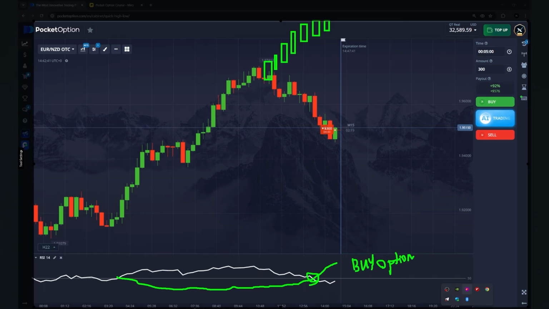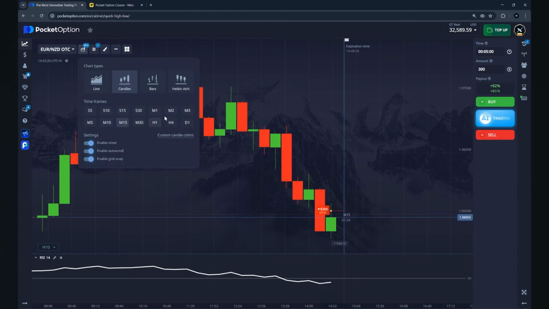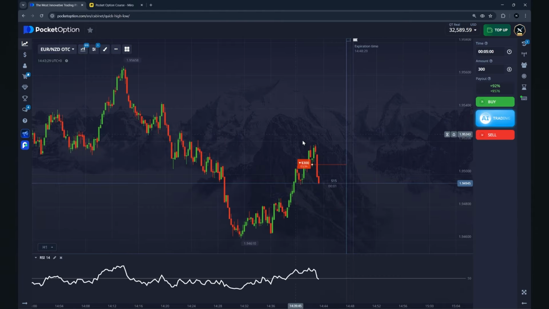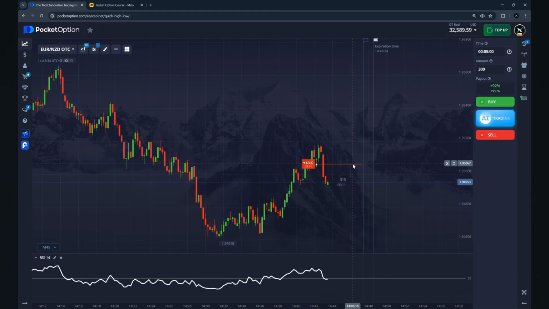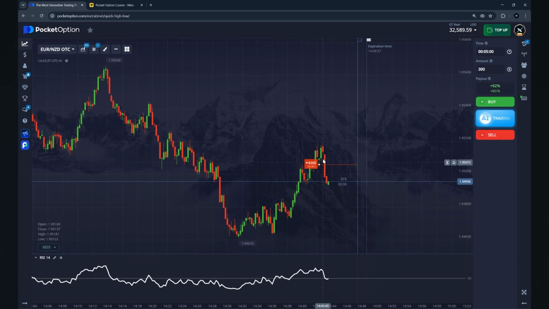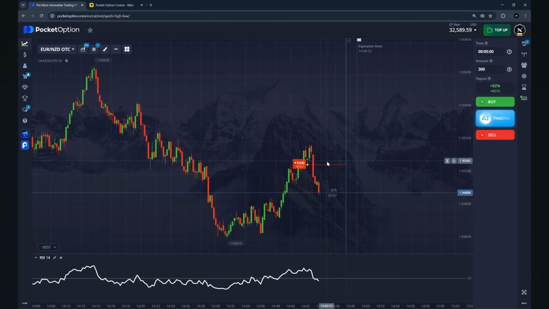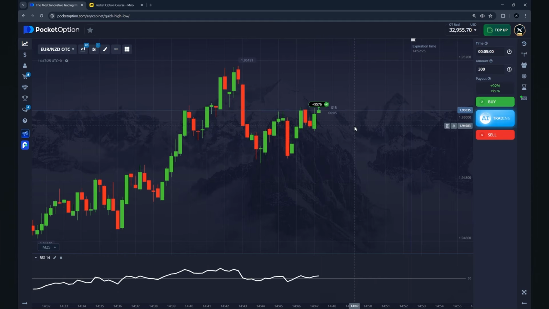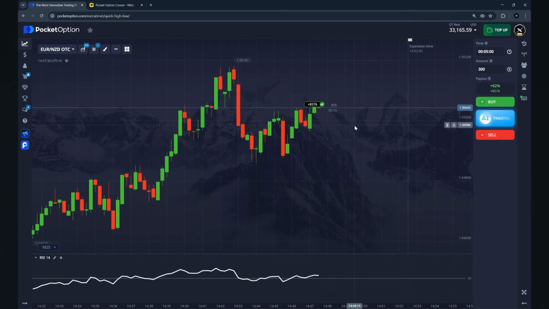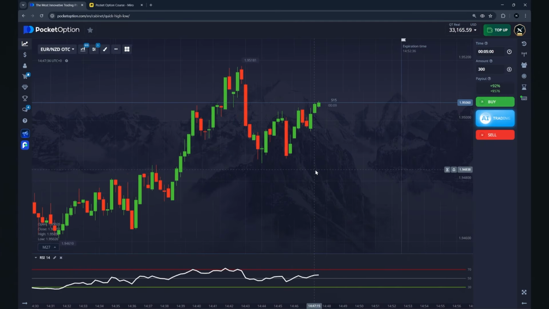So here it is. Now we need to just wait when the deal will close. I will set lower time frame to watch carefully during the deal. And without any overlaps, I close deal with a profit again. So, and I will turn on 70 and 30 levels.